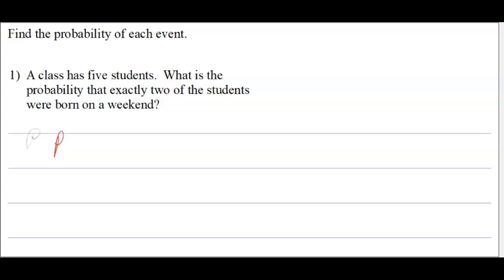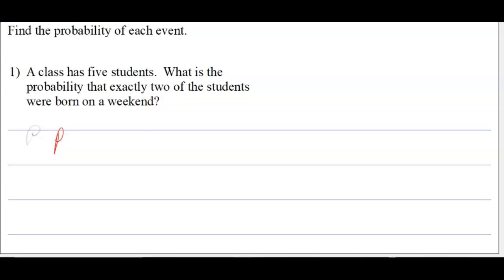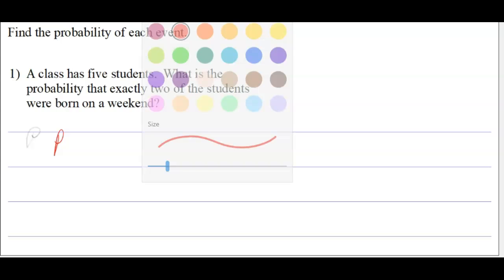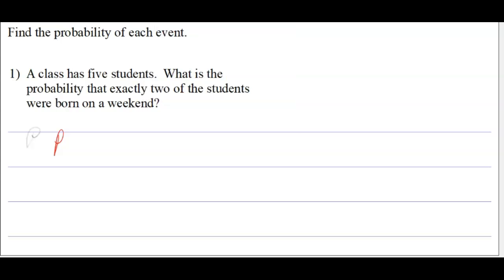Hello, and welcome to today's probability lesson where we're going to talk about a binomial probability problem. In this problem, a class has 5 students. What is the probability that exactly 2 of the students were born on a weekend? The word exactly actually becomes pretty important as we do this, as to whether we're using a binomial probability or a cumulative binomial probability.